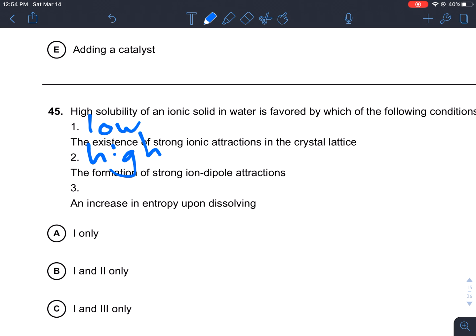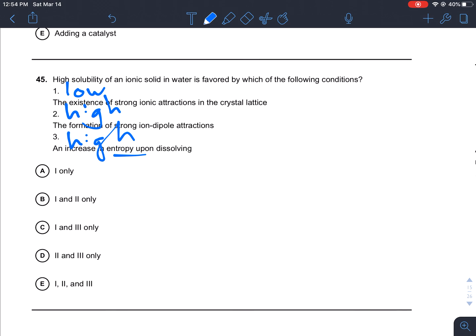so it'll help it dissolve. An increase in entropy upon dissolving, that is really true. You want the entropy to increase because aqueous solutions have much more entropy than their solid salt version. So the answer is 2 and 3 only. The answer is B. Oh, sorry, D.